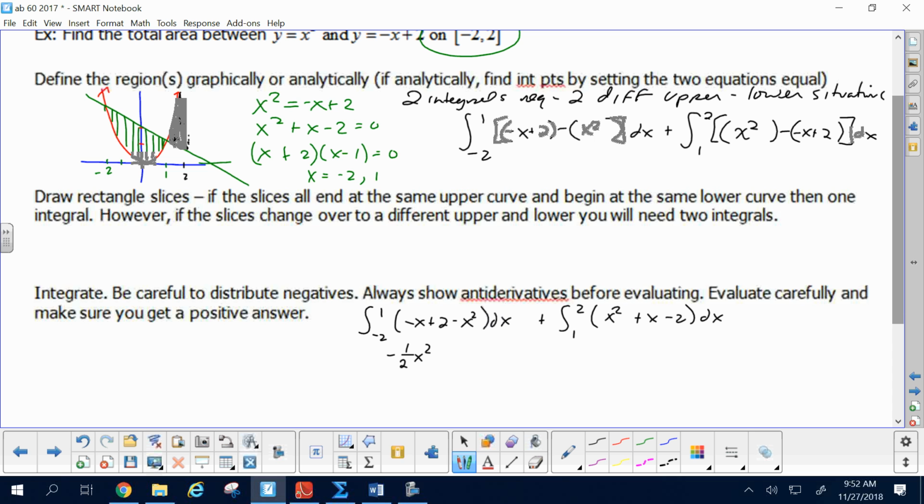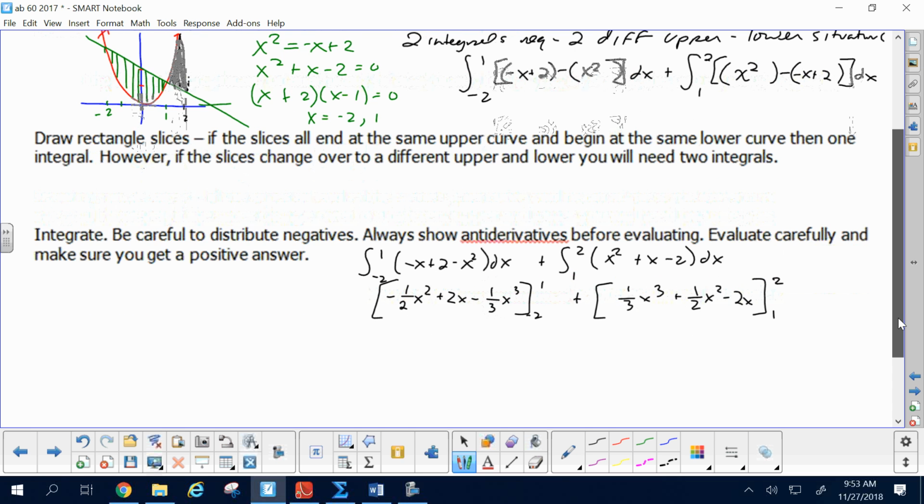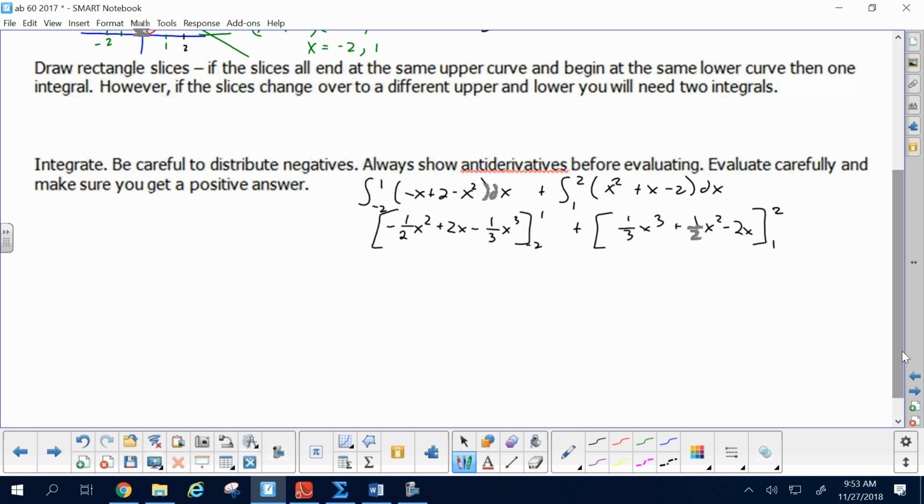-1/2 x squared plus 2x minus 1/3 x cubed gets evaluated from -2 to 1. The next antiderivative is 1/3 x cubed plus 1/2 x squared minus 2x, and we're going to go there from 1 to 2. All right, so we really have to substitute 4 different values in carefully, and it's the first value minus what we get at the second value.